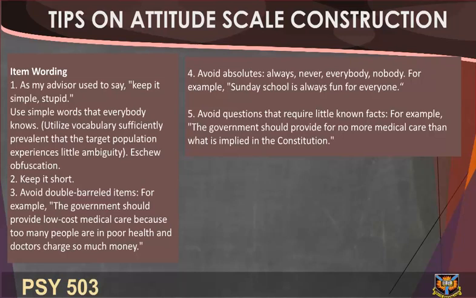3. Avoid double-barreled items. For example, the government should provide low-cost medical care because too many people are in poor health and doctors charge so much money. 4. Avoid absolutes: always, never, everybody, nobody. For example, Sunday school is always fun for everyone. 5. Avoid questions that require little known facts. For example, the government should provide for no more medical care than what is implied in the Constitution.